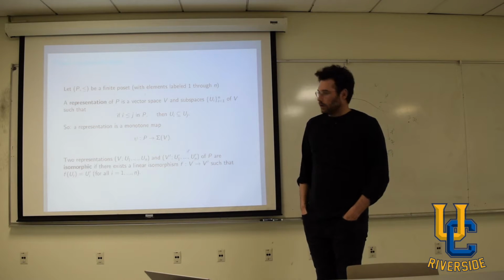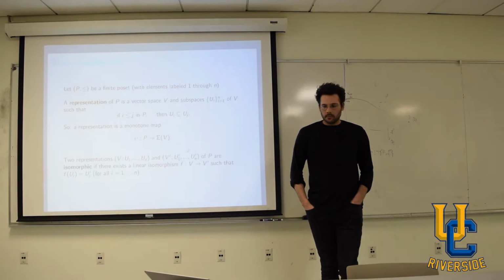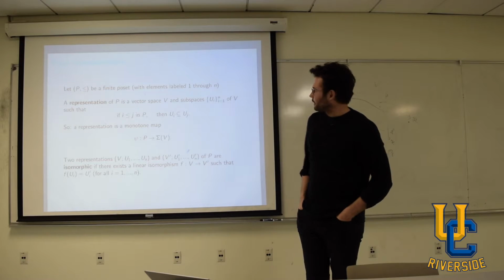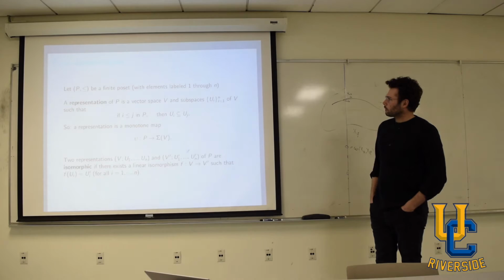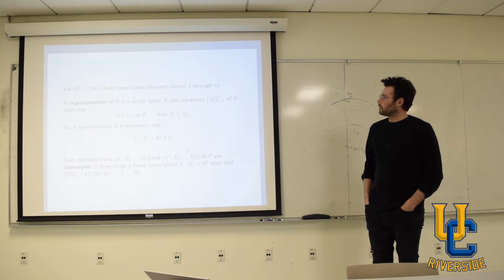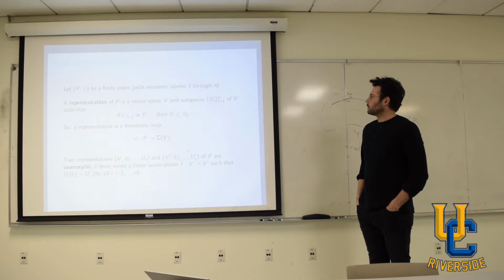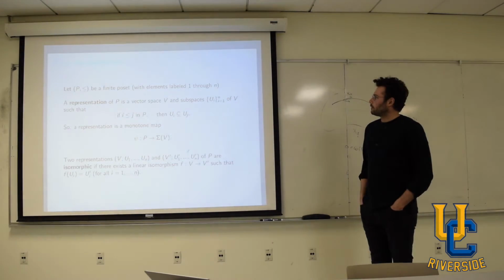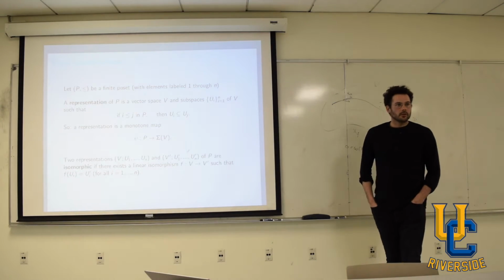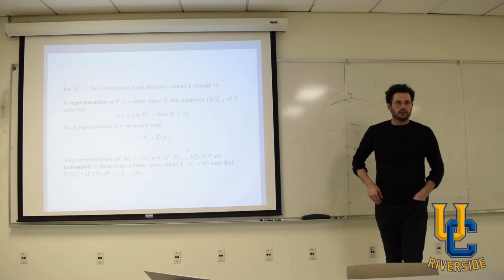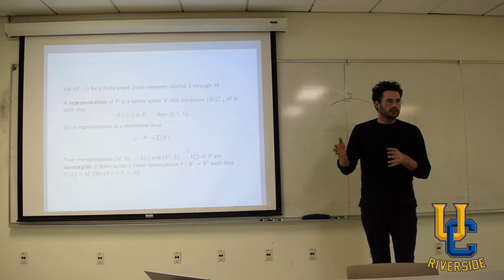So I'll explain again sort of how this works with the endomorphism example after I give you the basic definition. So the basic setup is that we have a finite poset, which we label the elements 1 through n. And a representation of this poset in a space V will then be an n-tuple of subspaces, which are ordered in the same way as P is.